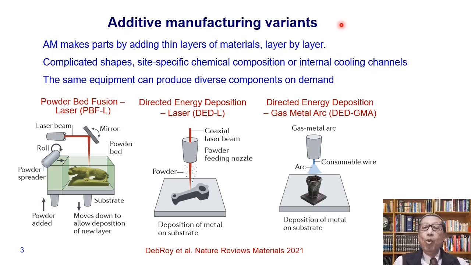Now there are many common features. All of them use layer by layer manufacturing. Sometimes the layers can be very thin, even thinner than a human hair. And parts with complicated shapes, site-specific chemical composition, or internal features such as internal cooling channels can be made. And most important, this same equipment can be used to produce many different types of components on demand.